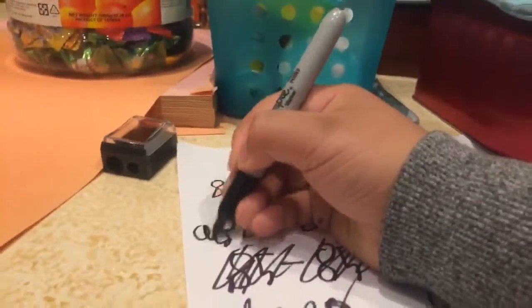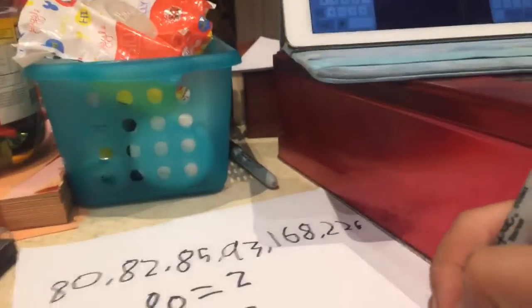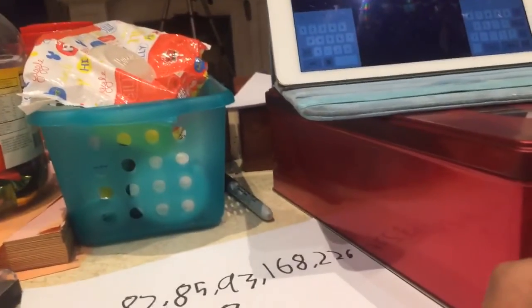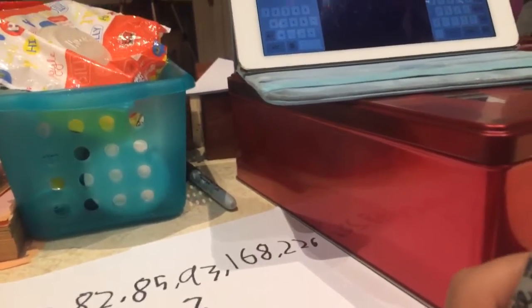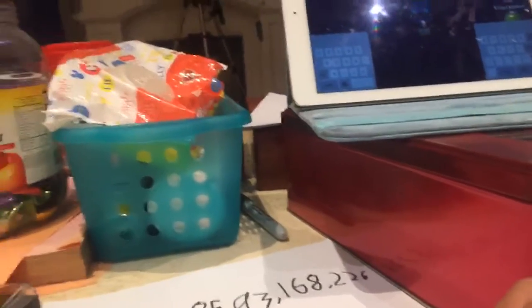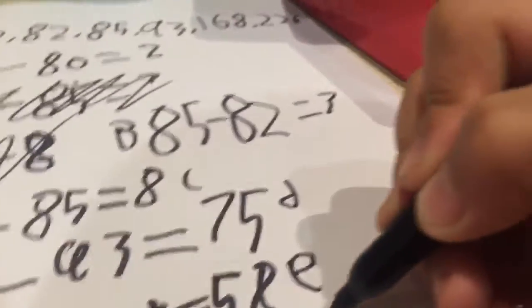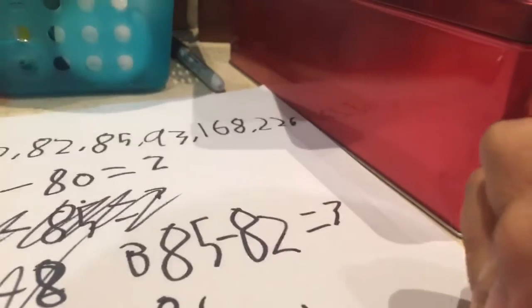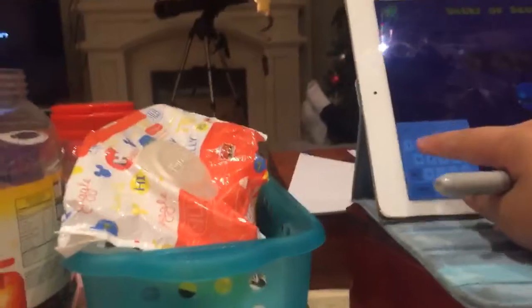So that basically means we have A, B, C, D, E. Wait a second, there's still supposed to be an F. Not sure. Anyways. Never mind. Hold up. So the secret code is 7558.